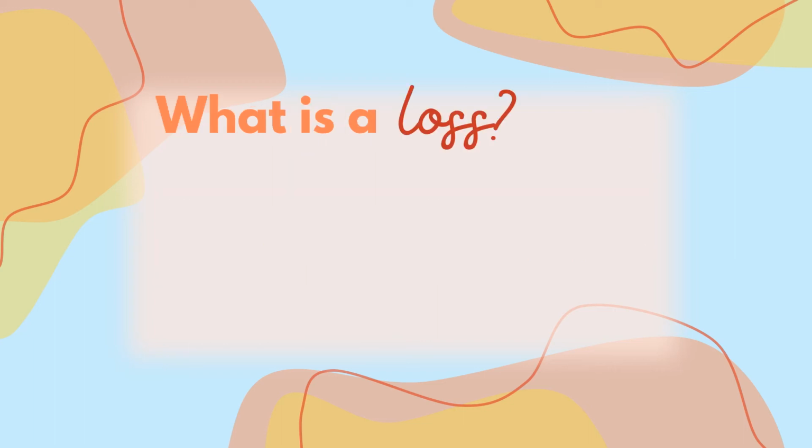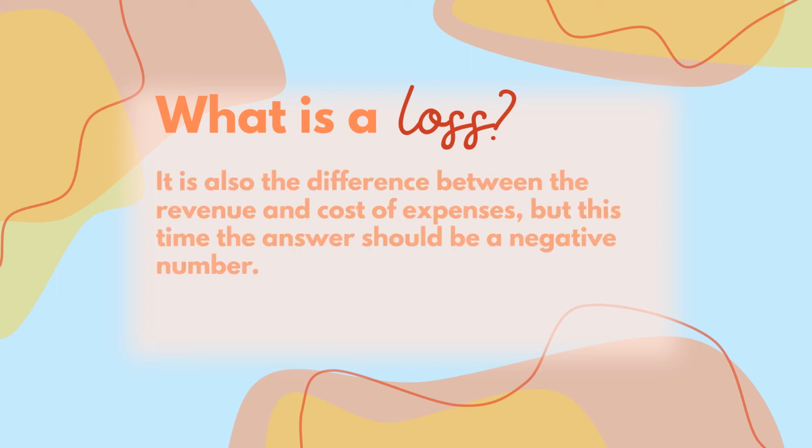Now, let's define what is a loss. So, a loss, kabaliktaran lang siya ng profit. Kung ang profit ay nagigain ka, of course, sa loss nawawalan ka. So it is also the difference between the revenue and cost of expenses, but this time the answer should be negative. So bakit kailangan negative yung number? Kasi kapag positive siya, nagigain ka pa rin. Napupunta siya sa profit. Pero kapag nag-negative na yung number natin, mapupunta na siya sa loss kasi wala ka namang kikitain na negative. So dahil nga negative siya, nababawasan ka pa. So nalulugi ka.